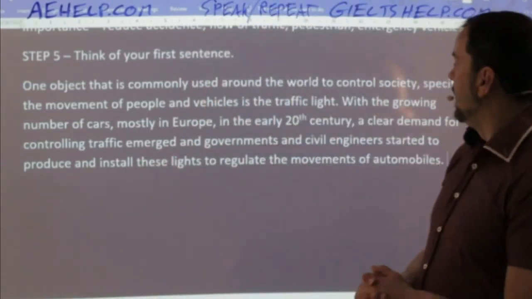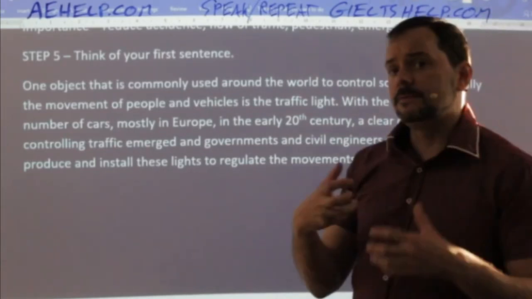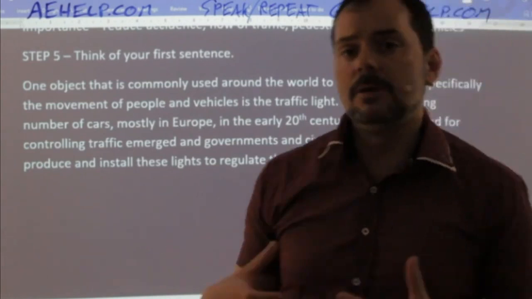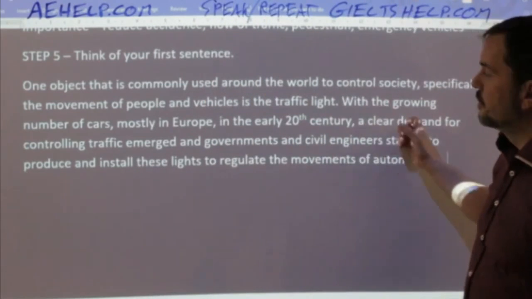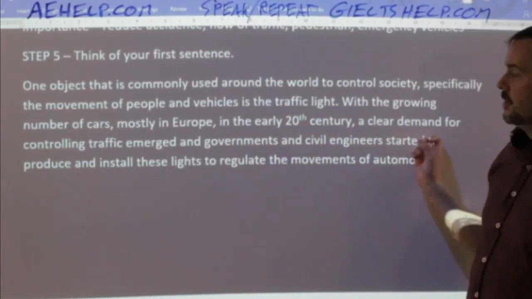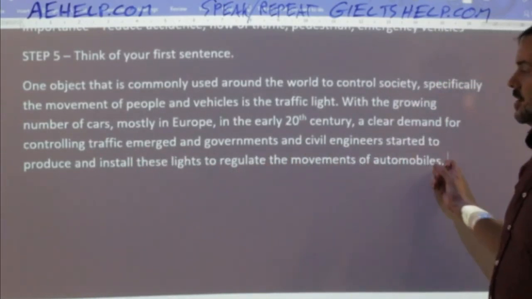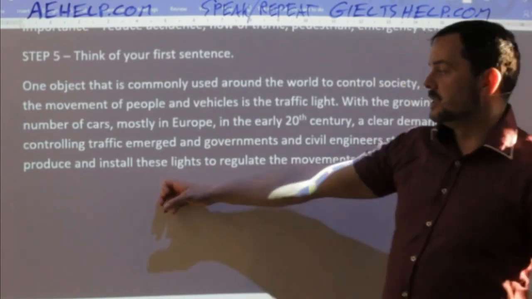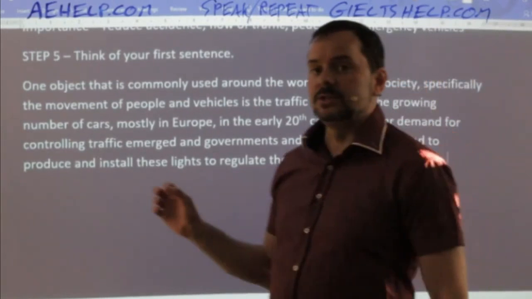Okay. This is what I wrote. Keep writing, students. I want to see some nice fluency from you. Don't worry about making mistakes. That's why I'm here. Okay. All right, so with the growing number of cars, mostly in Europe, in the early 20th century, a clear demand for controlling traffic emerged, and governments and civil engineers started to produce and install these lights to regulate the movements of automobiles.